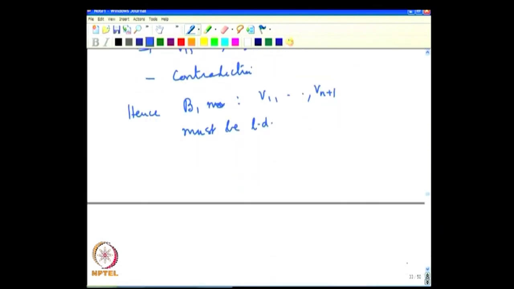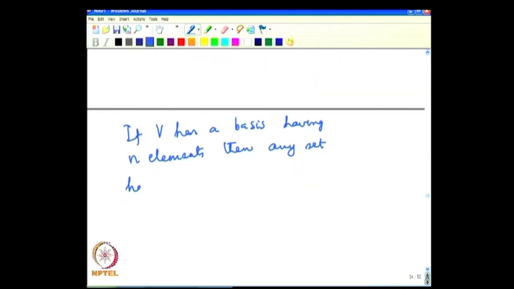So, the conclusion that we have from this is that if V has a basis having n elements, then any set having n plus 1 elements is linearly dependent. This is a very important property. Using this property, we will be able to show that once a vector space has a basis consisting of a finite number of vectors, then all bases will consist of a finite number of vectors, and all bases have the same finite number of vectors. This will lead us to the notion of dimension, and we shall look at these aspects in the next lecture.